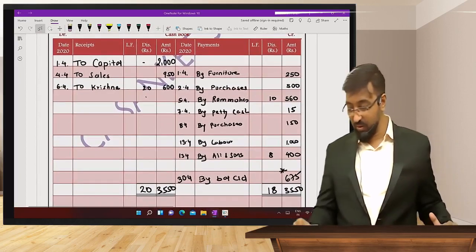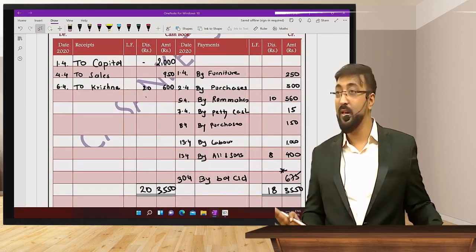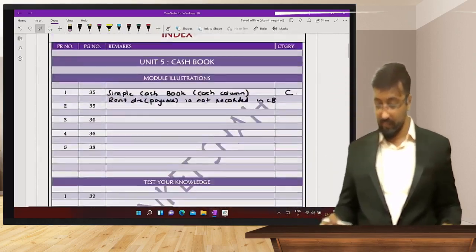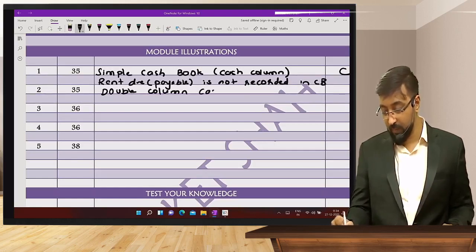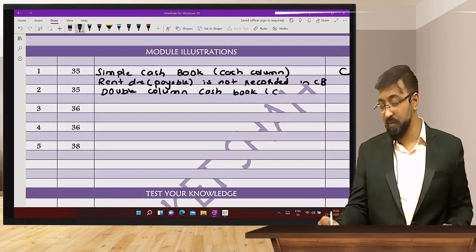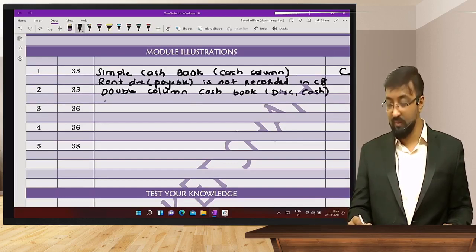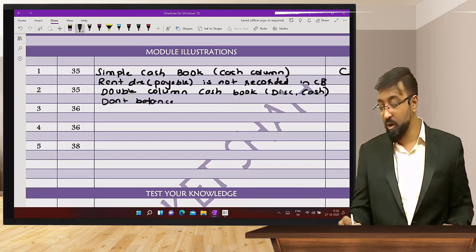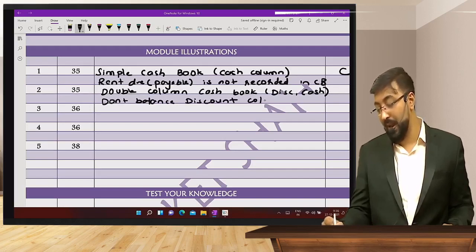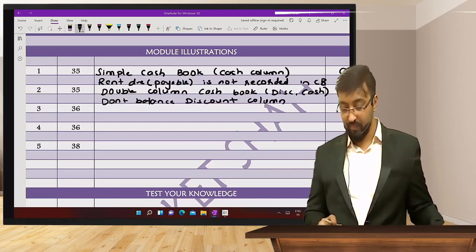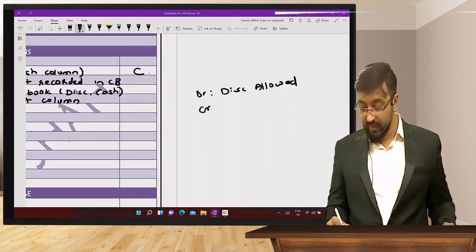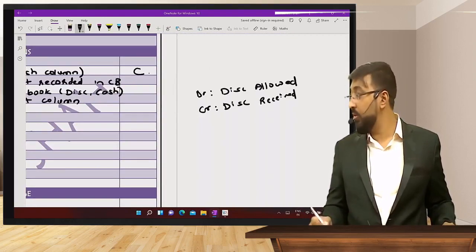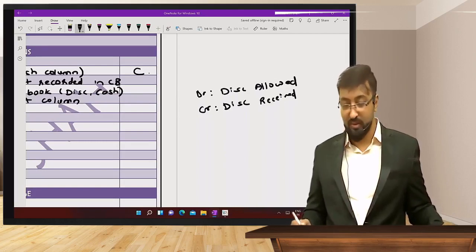Chalo, so cash book, you got this concept? Easy. Ekdam easy che. Okay. So write down in index. Which book? Double column cash book. Which columns? Discount and cash. Beta, don't balance which column? Discount column. And next one is debit side means discount allowed, and credit side means discount received. So discount allowed and discount received.